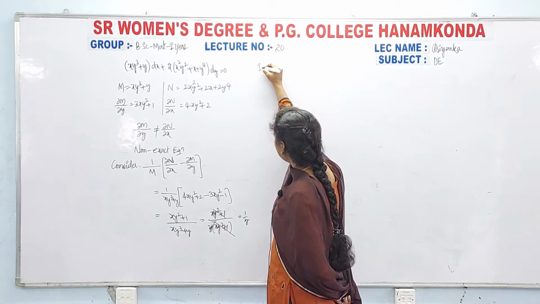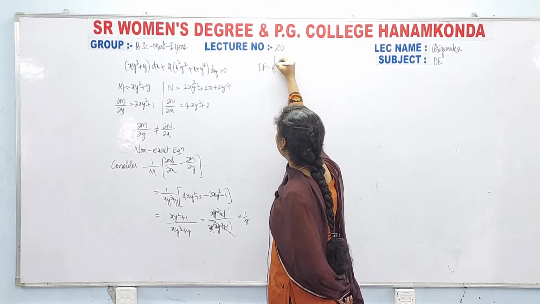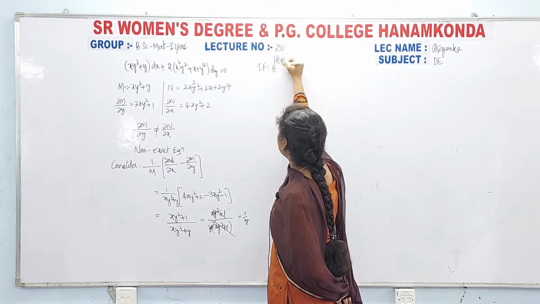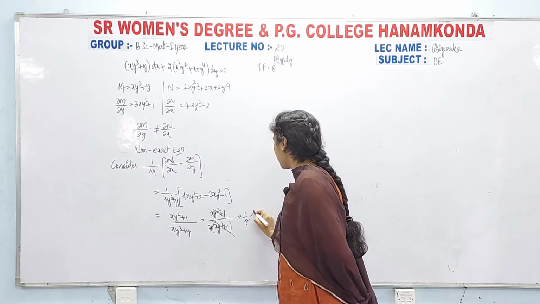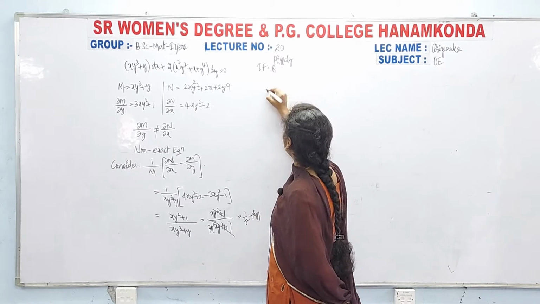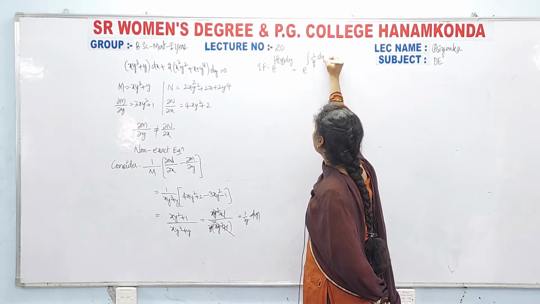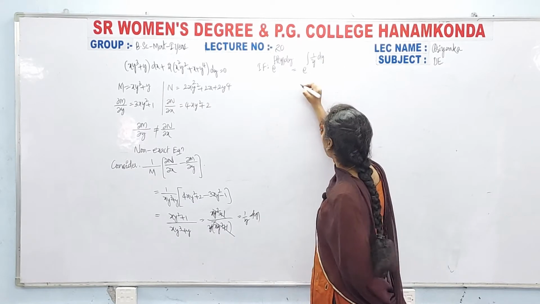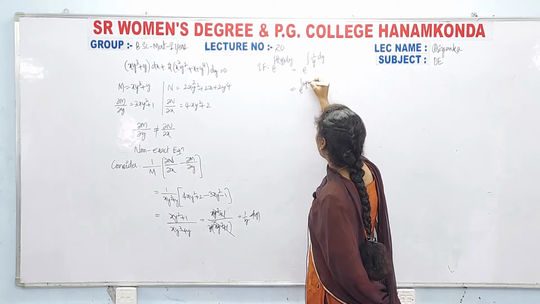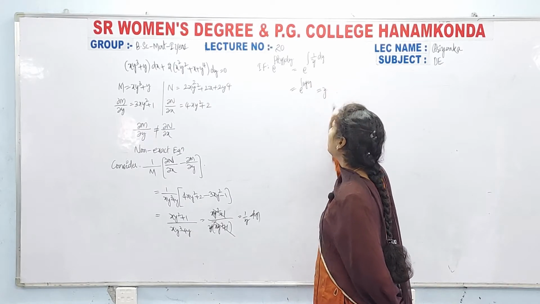Therefore the integrating factor is e power integral f of y dy. What is f of y here? It is 1 by y. So it is equal to e power integral 1 by y dy. What do we get? Log y, so e power log y, which is equal to y.